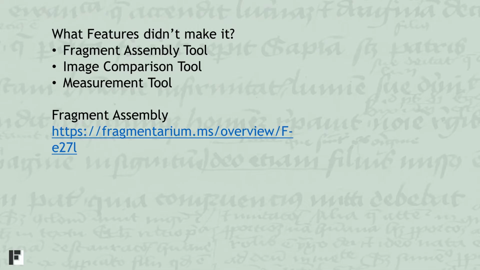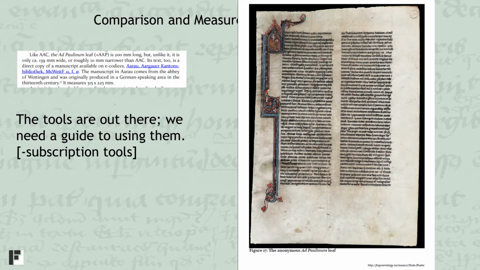Okay, so let's move on to the image comparison tool and measurement tool. Again, there are tools out there, and we just need a guide to using them. I'll just use this case here, and I'm not going to go into too much detail. Basically, the problem is this: you want to compare two fragments and see if they're the same fragment. Can we get them on the same screen? Well, yes, you can write a lot of code to do that, or you can just open two windows, or you can use other fancy tools out there for this.